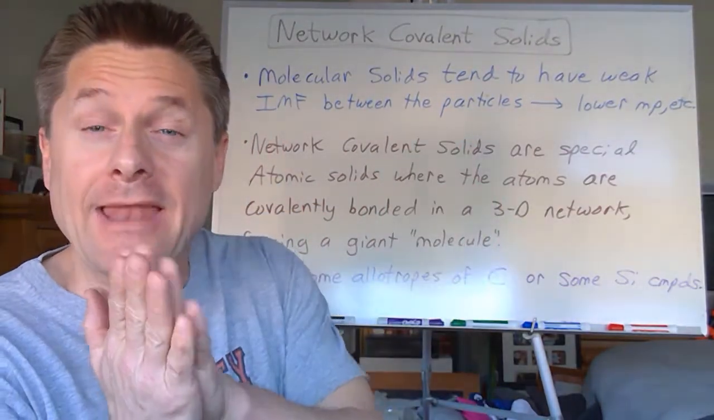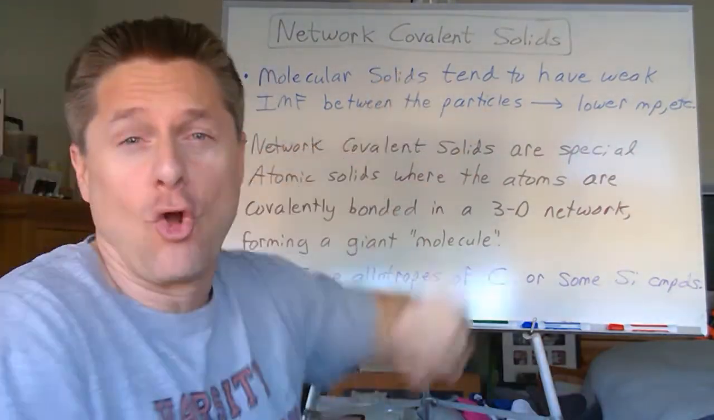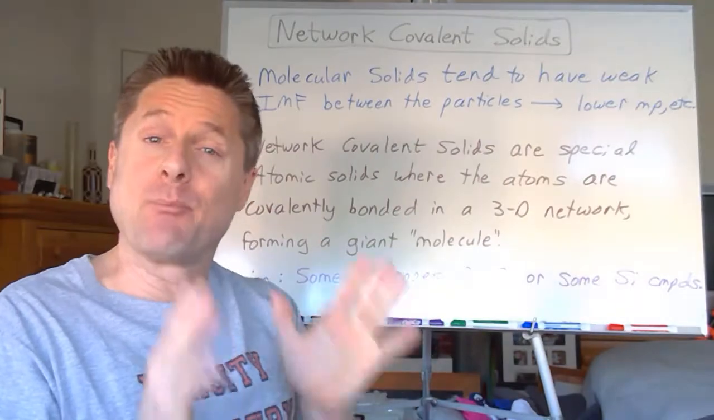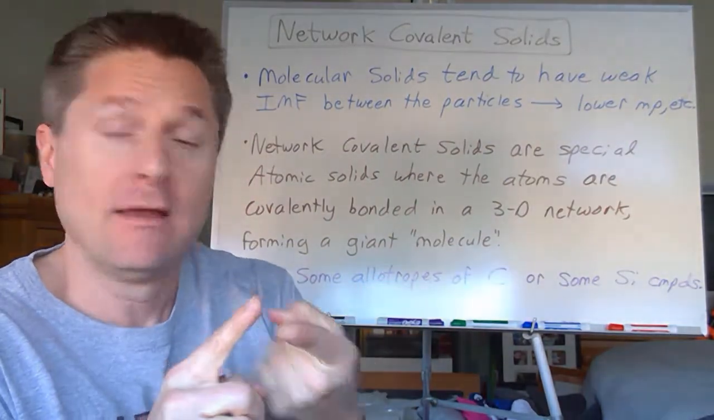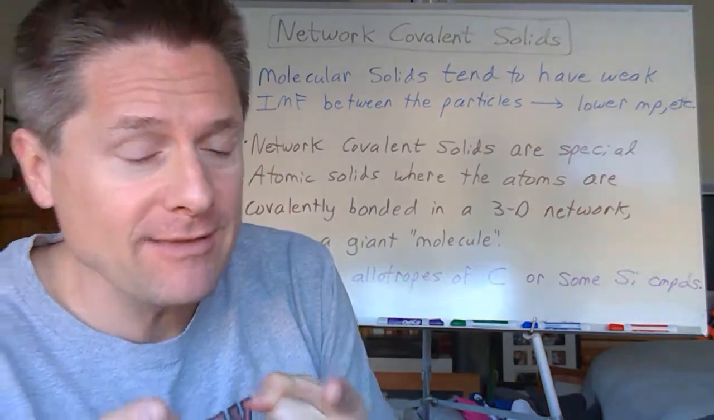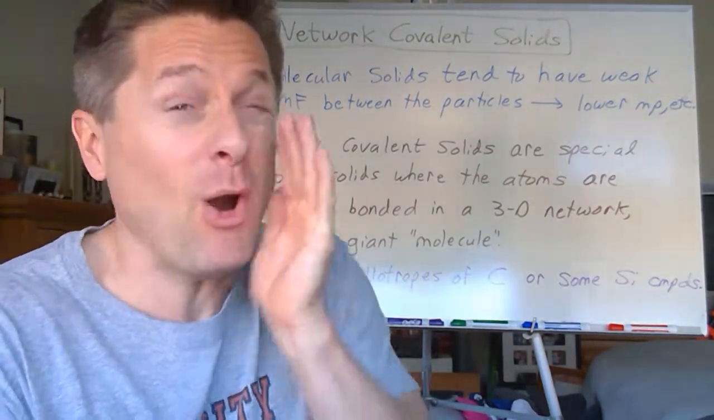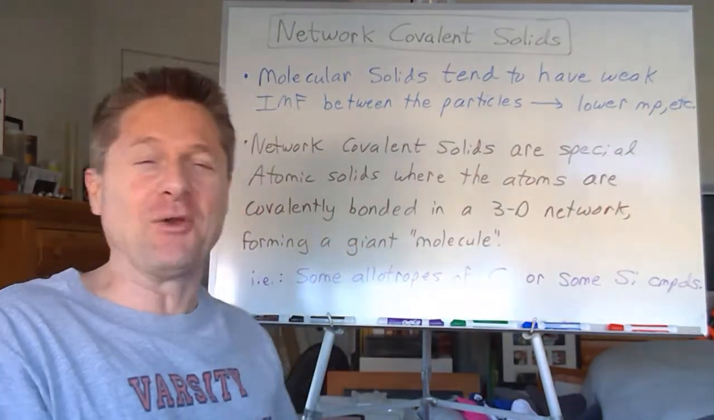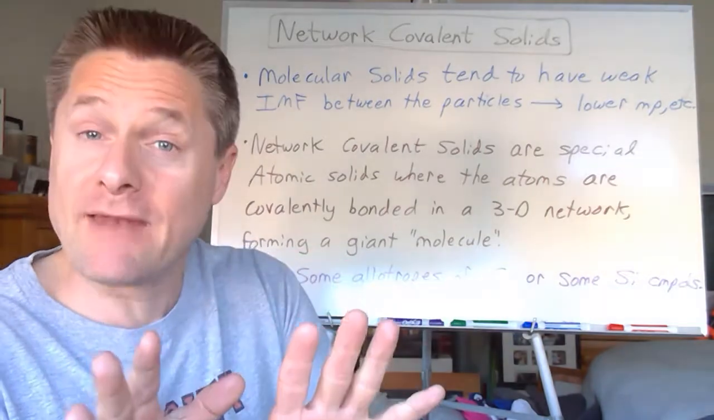We're going to look at a special type of atomic solid today, network covalent solids. I briefly mentioned this when we did the video on solid types. So we looked at ionic solids, particles or ions, molecular solids, particles or molecules, and atomic solids, particles or atoms. Don't overcomplicate chemistry, my friends. And that was just kind of a brief introduction.